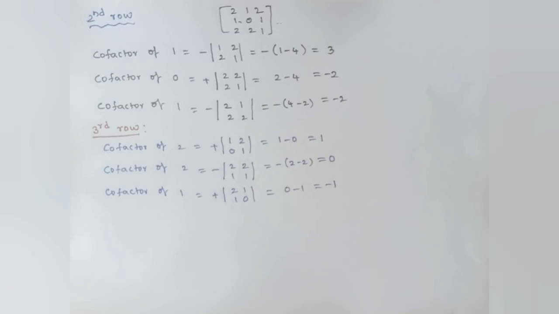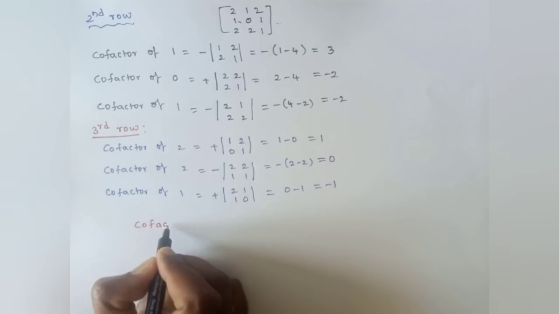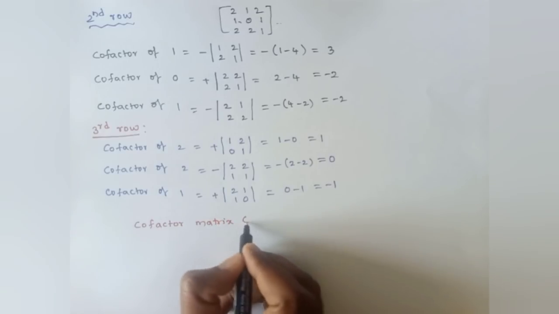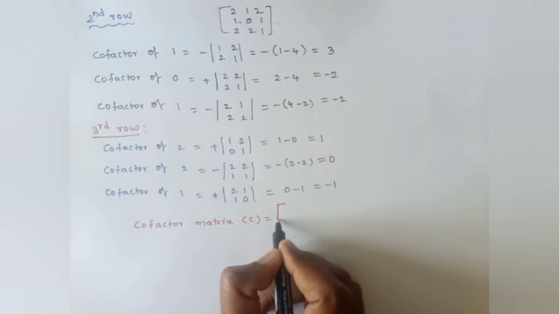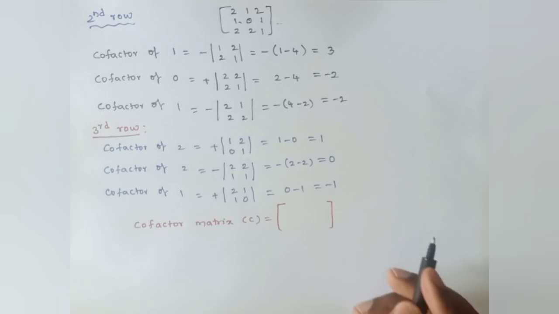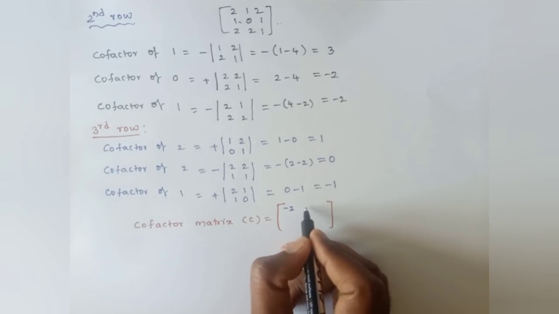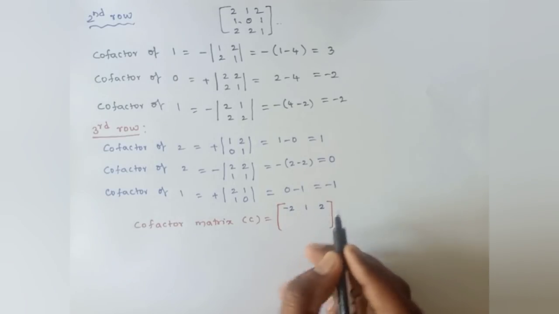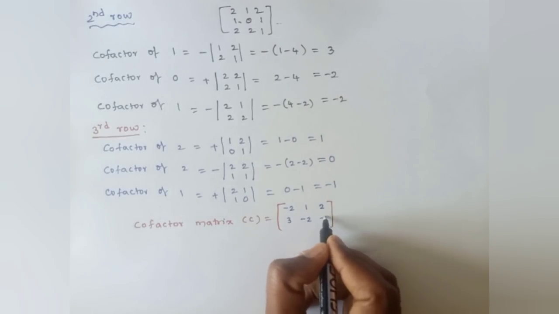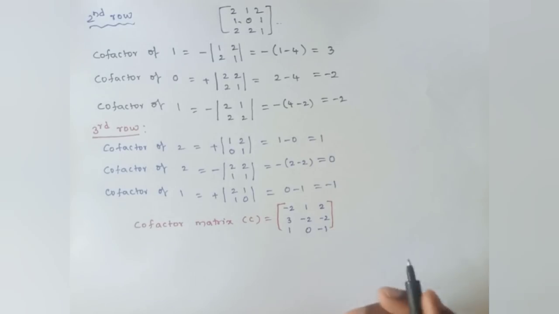Right, now you need to express the cofactor matrix. By using the above cofactor elements, you can express the cofactor matrix, which is denoted by C. Now the elements you can write in order. The cofactors in the first row from the previous slide are minus 2, 1 and 2. The second row is 3, minus 2, minus 2, and the third row is 1, 0, minus 1.